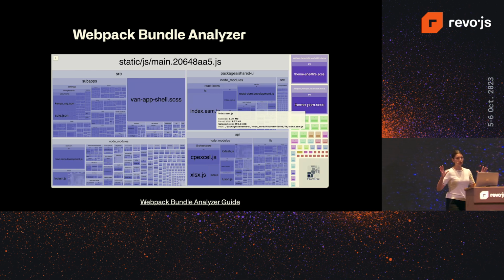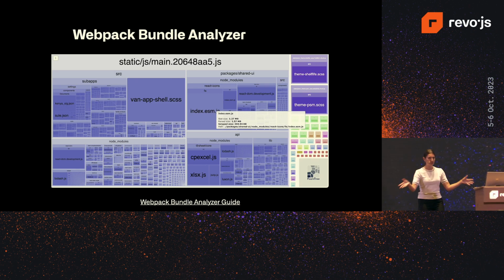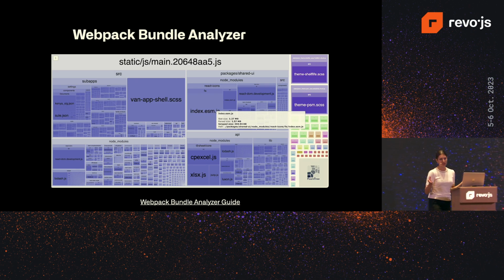But it was producing a few megabytes because every time you picked one icon from one set, it would just download the whole set and bundle it in, as it was described in the documentation. And we managed to fix this, and it was very visible from the tool. So if you're using Webpack, I highly recommend running this. In the slides, there's a link to a guide on how to set this up.